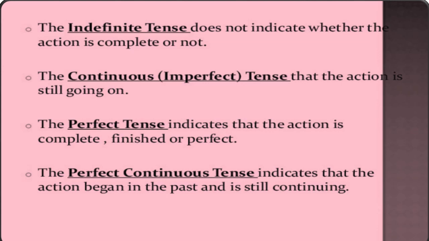Each of the three tenses has four forms. These are the indefinite tense, which doesn't indicate whether the action is complete or not. Next is the continuous, meaning imperfect tense, where the action is still going on. Then next is the perfect tense. It indicates that the action is complete, finished or perfect. Next is the perfect continuous tense. This indicates that the action began in the past and is still continuing.